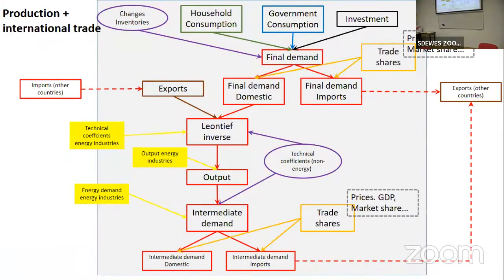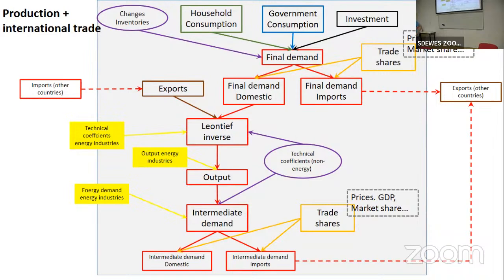So this is how it looks in terms of flow chart. So the idea is this is the final demand. I didn't mention that, but in the final demand you have changes in inventories, you have the consumption of households, the government consumption, and the investment. Okay, I'm going to share the slide with you, so don't worry about that. So with this, we have the final demand. Okay, and then this is split between domestic and import. You see the trade shares that we have econometrically estimated.